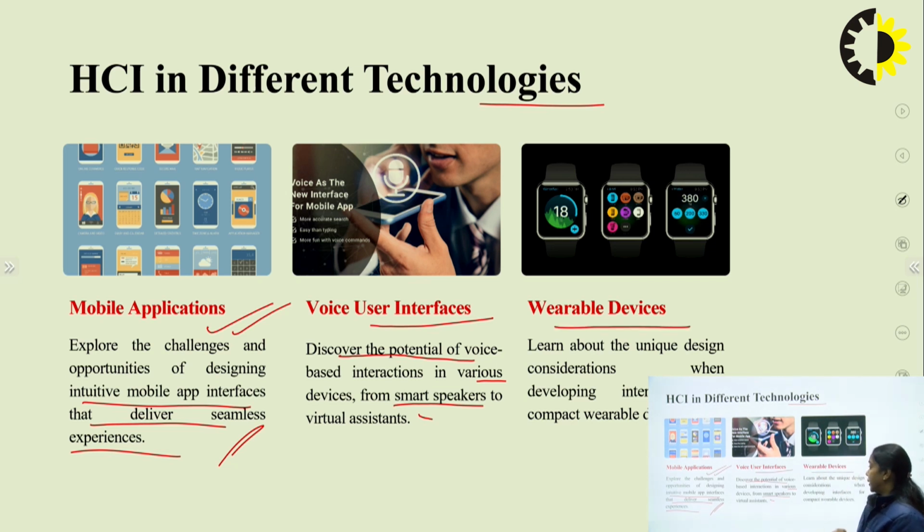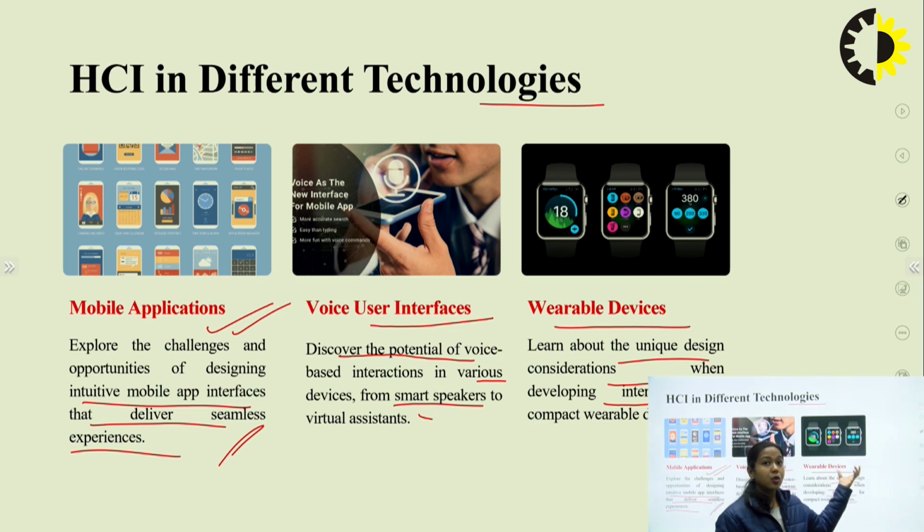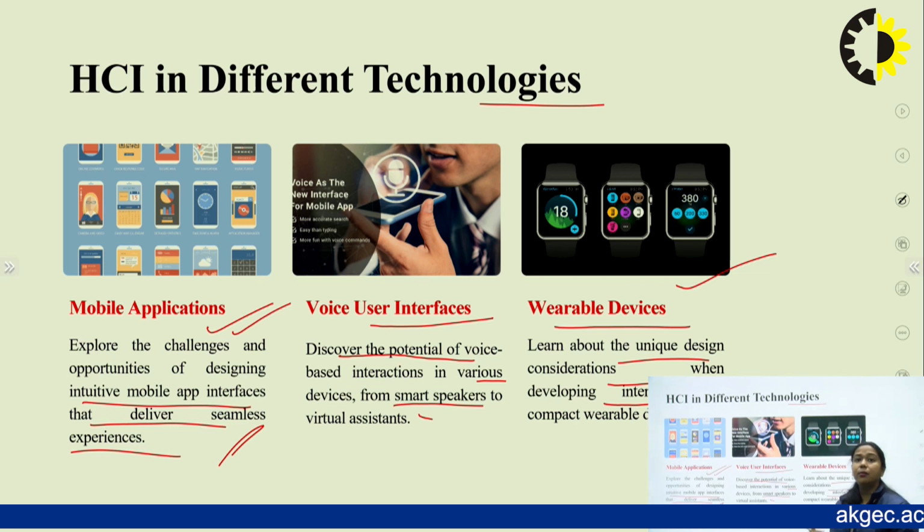Third is the wearable device. Learn about the unique design considerations when developing the interface for a compact wearable device. Now, this is the smartwatch. This is also a complete device in itself. It can detect your heartbeat, your number of steps, and your complete body monitoring can be done with the help of this smart device. It can also give access to the complete functioning of your mobile phone on your smartwatch. So this is another different technology with HCI already incorporated, showing how the human actually connects with the computer.